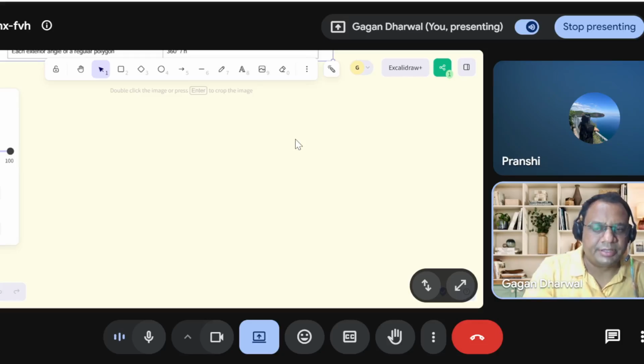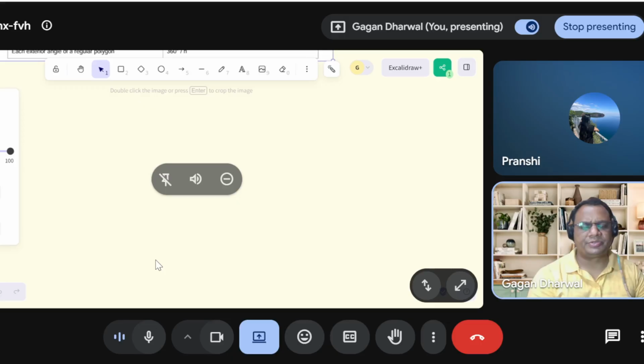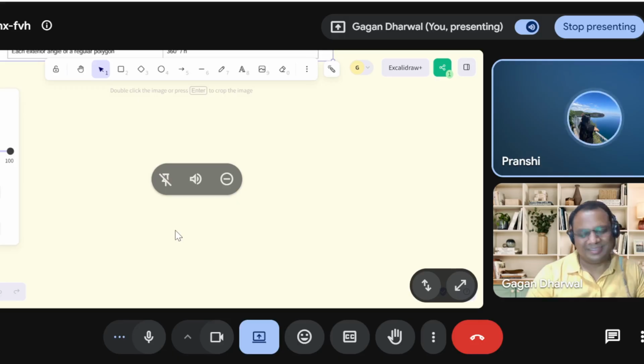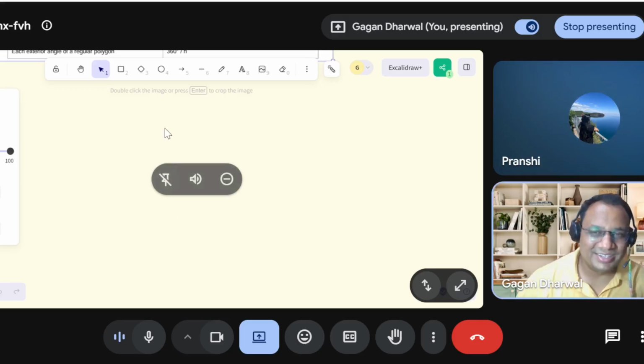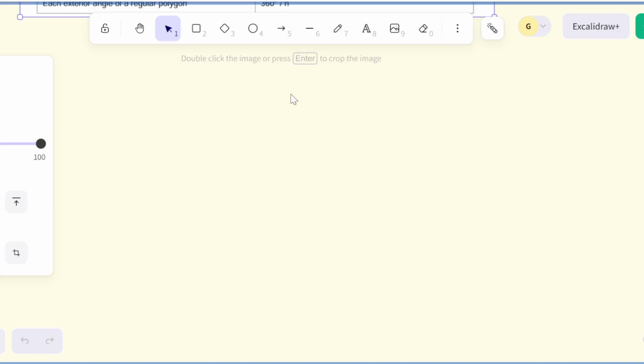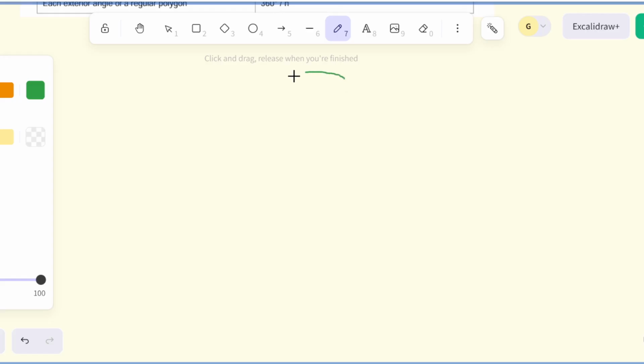So yes, Pranshi, tell me something about circles. What do you know about circles? Circles have no sides. Definitely, a circle has no sides. It's like a curve, as you said, no straight lines. You can say the round one, with one curve line. And the center will be equidistant from all the points on this curve line. This distance will be the same.